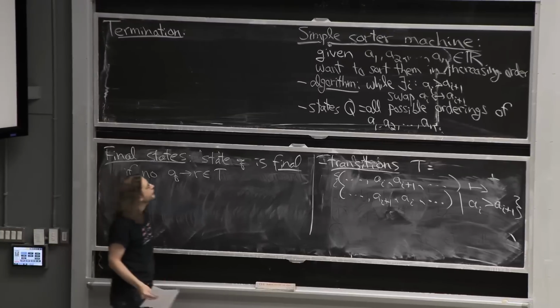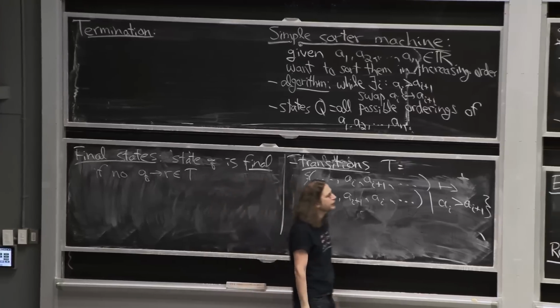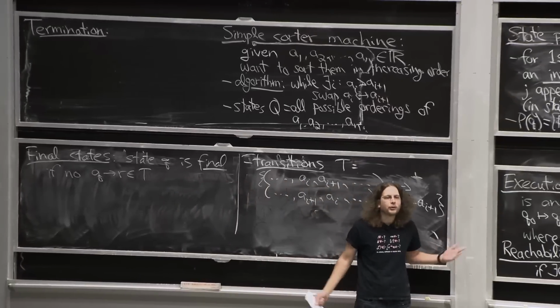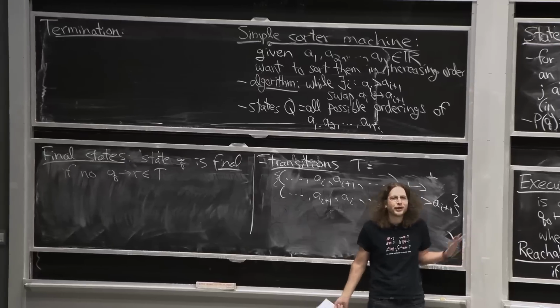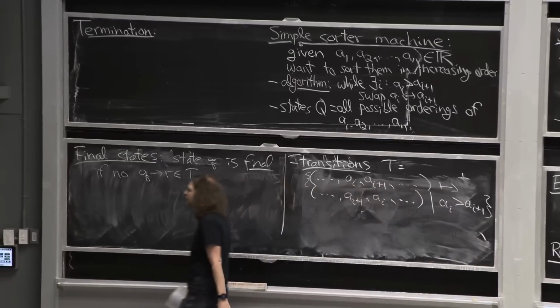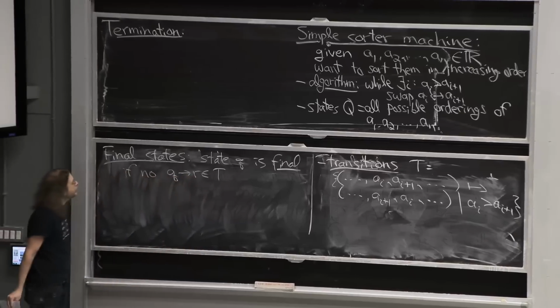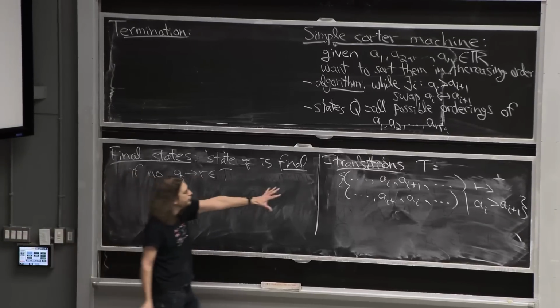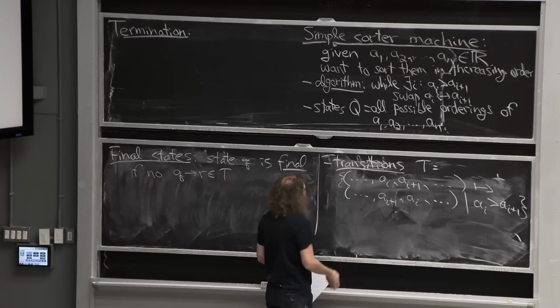Okay, so in the 8 puzzle, there are no final states. You can always make moves. You never are done. You're done only when you happen to reach the final state, but there's nothing in the move definition that prevents you from continuing. In this problem, there are final states.